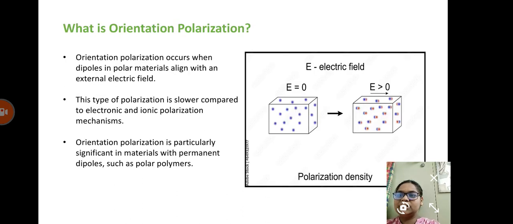What is orientation polarization? Orientation polarization occurs when dipoles in polar materials align with an external electric field. This type of polarization is slower compared to electronic and ionic polarization mechanisms. Orientation polarization is particularly significant in materials with permanent dipoles, such as polar polymers.